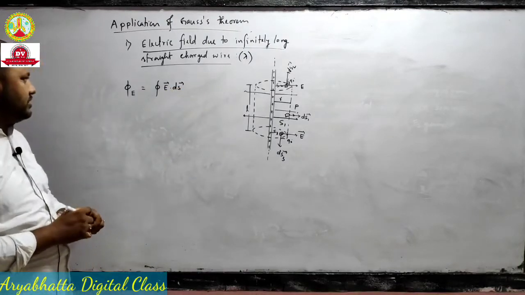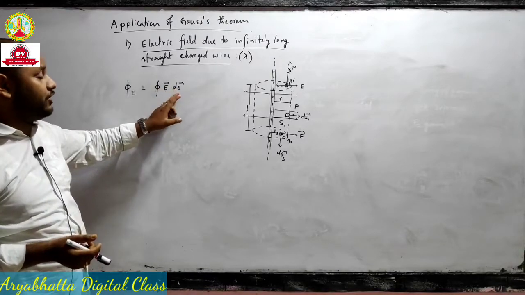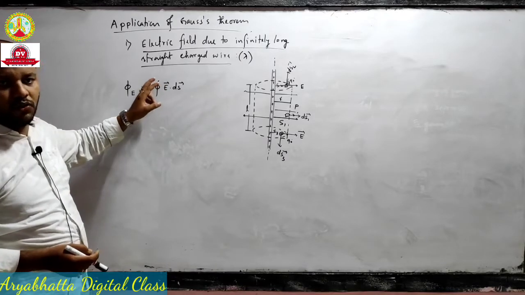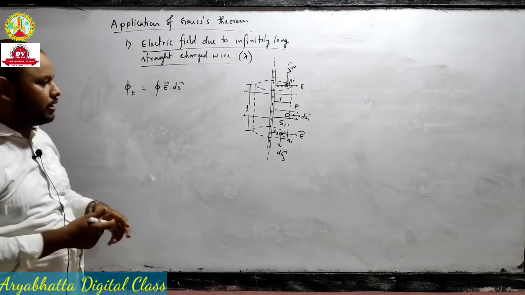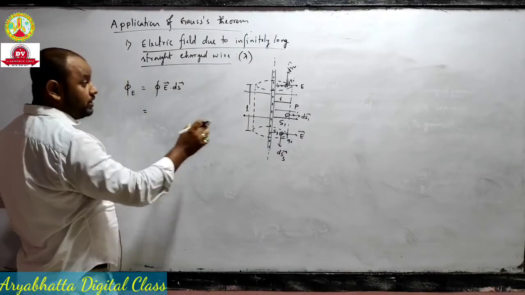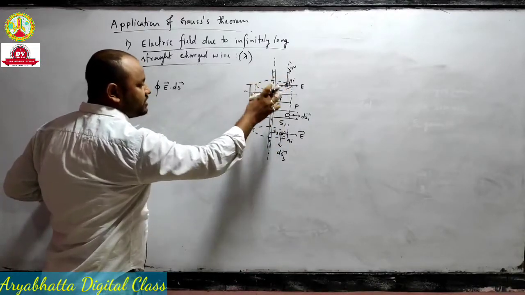The total flux is equal to, flux means what? It is a dot product of electric field and this area vector. And this closed integration will give us the total flux. So in this closed surface, this Gaussian surface is a closed surface.